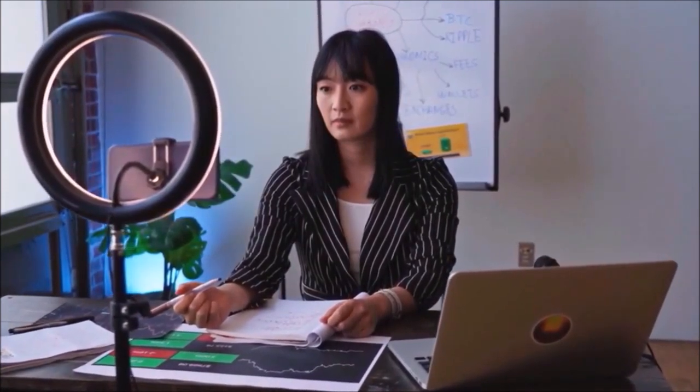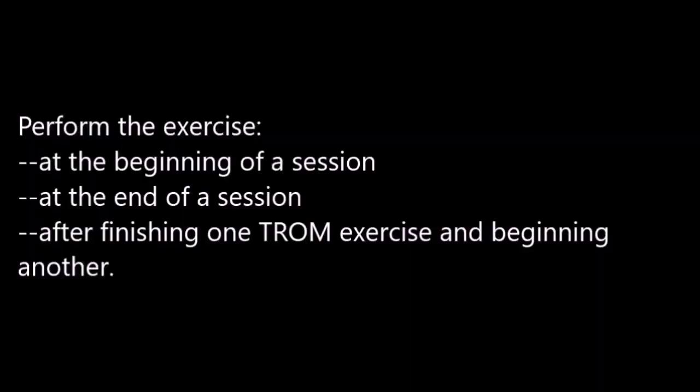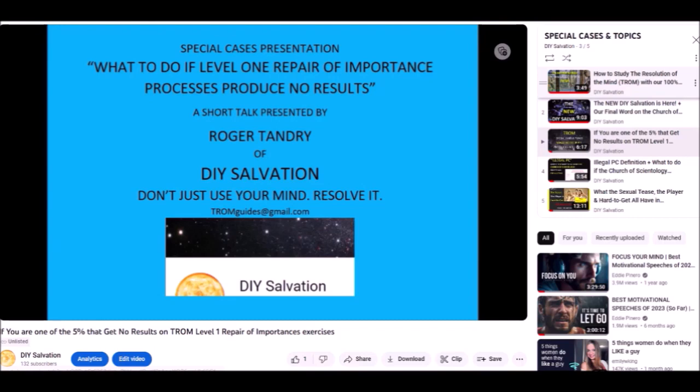end of level 5. You do it at the beginning of a session, the end of a session, and in between TROM exercises. Because you do this exercise throughout the entire TROM program, it's of utmost importance to make sure that you can get results from doing it. Some people can't, though it will be very few. 5% or less. Those people will have to follow the instructions covered in another video on this channel, on our Special Cases playlist.